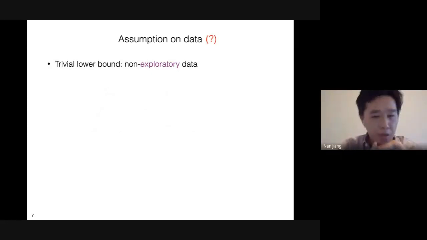But if you think about this, the actual situation is a little bit trickier here. Because you don't need to be very clever at all to prove a lower bound if you just remove this assumption. What I can give you is a trivial lower bound: I just give you non-exploratory data. For example, if my data set only consists of transition tuples that come from a single state action pair, of course, I will not be able to learn anything from this data set.